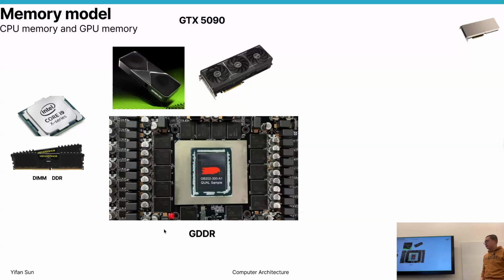So what's the technology here? It's still basically double data rate. But GDDR is optimized for GPU, for graphics. This is GDDR memory. GDDR memory are separate chips. Even though this card is produced by NVIDIA, NVIDIA buys them from other vendors.